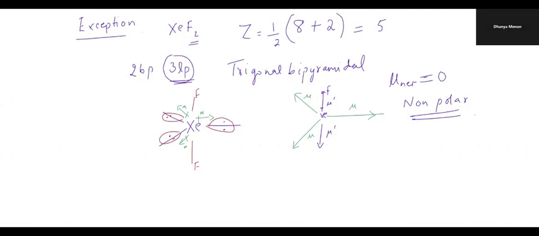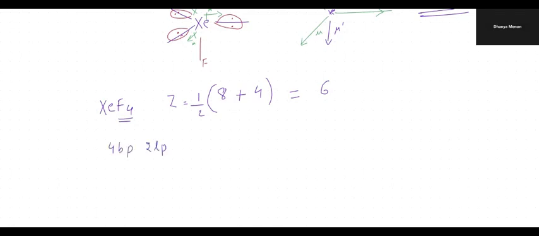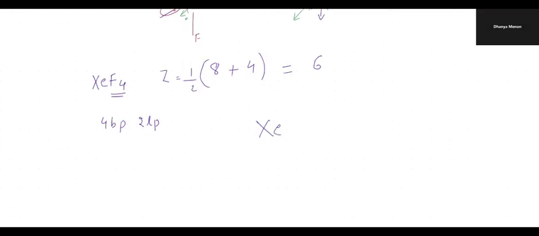Similarly, I have XeF4. Z value, half of the number of electrons in the outermost shell plus monovalent atoms. There is no positive or negative charge. So this is 6. Out of 6, 4 are used to form the bonds. So 2 lone pairs and 4 bond pairs. So it is octahedral geometry. So xenon. I'll keep the lone pairs here, and I'll use the fluorines at these positions. Fluorine, fluorine, fluorine, fluorine. Yes.